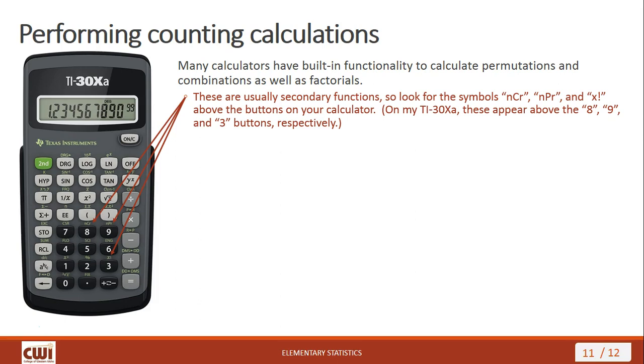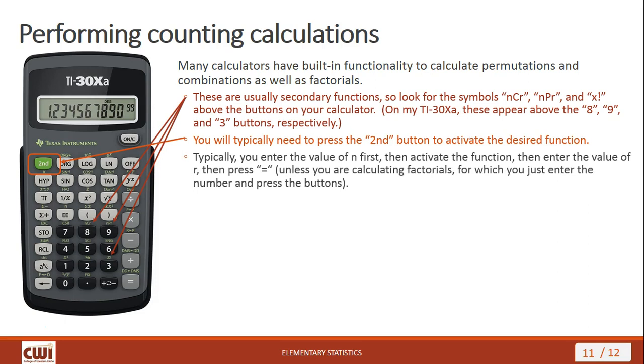So on my TI-30XA that I recommended on the first day of class, these functions appear above the 8 button, the 9 button, and the 3 button respectively. Because they're there in green above the buttons that you normally press, that's indicating that I have to press the second key up at the top left of the calculator in order to activate whatever function I desire. So typically, you're going to enter the value of n first, then you activate the function by pressing second and then either the 8 or the 9 key, depending if you want combinations or permutations, and then you press the number for the r, then you press equals and out it comes.